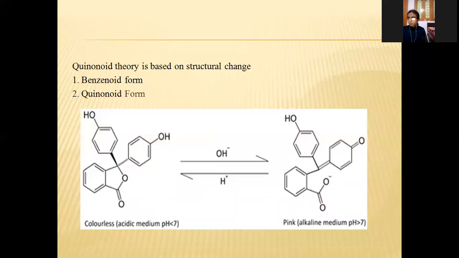So here the same has occurred. When phenolphthalein is in the acidic medium, it is colorless, and when it is converted to the alkaline medium, meaning basic medium, it gets the pink color. If you see the structures, only a little bit of change is formed. Let's see what that little bit of change is.